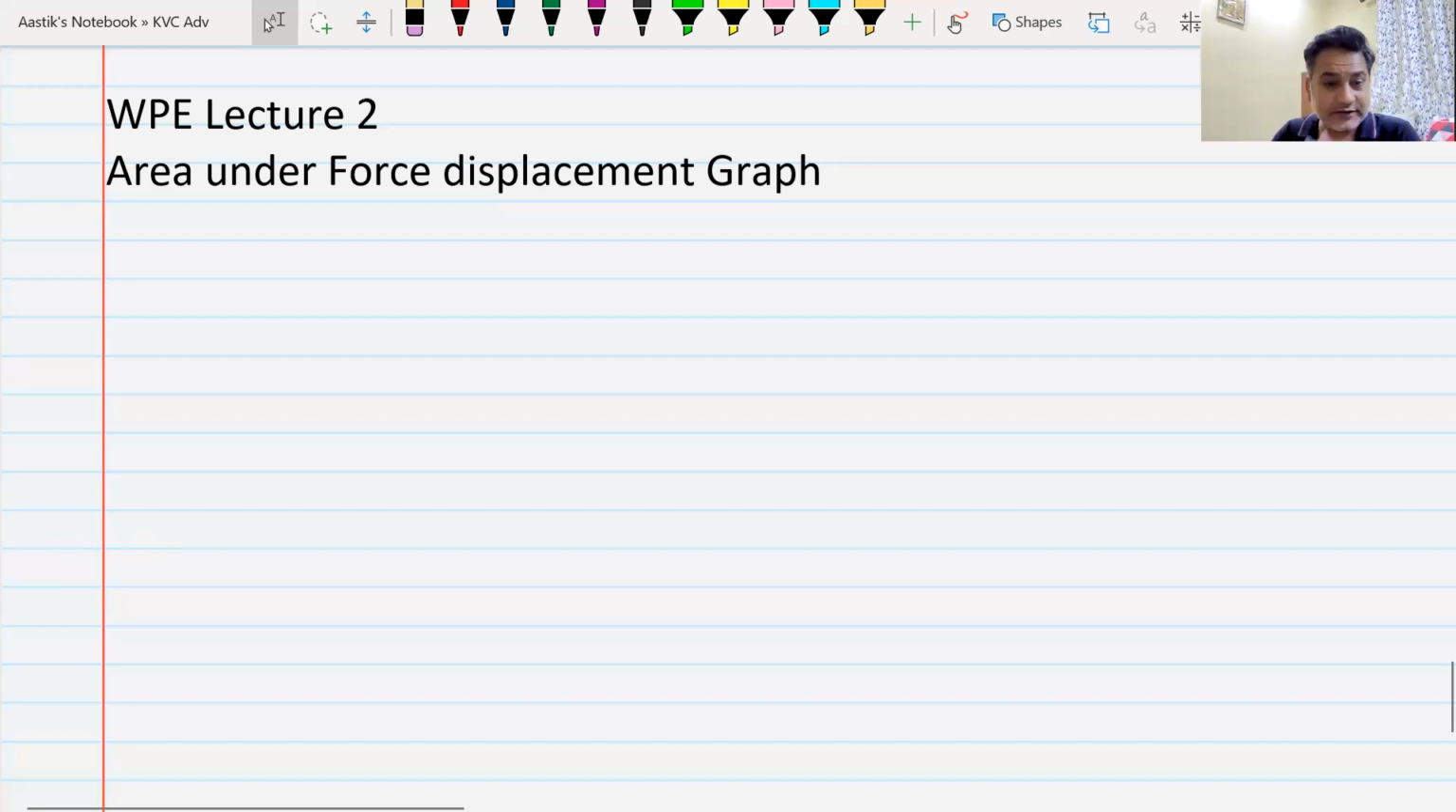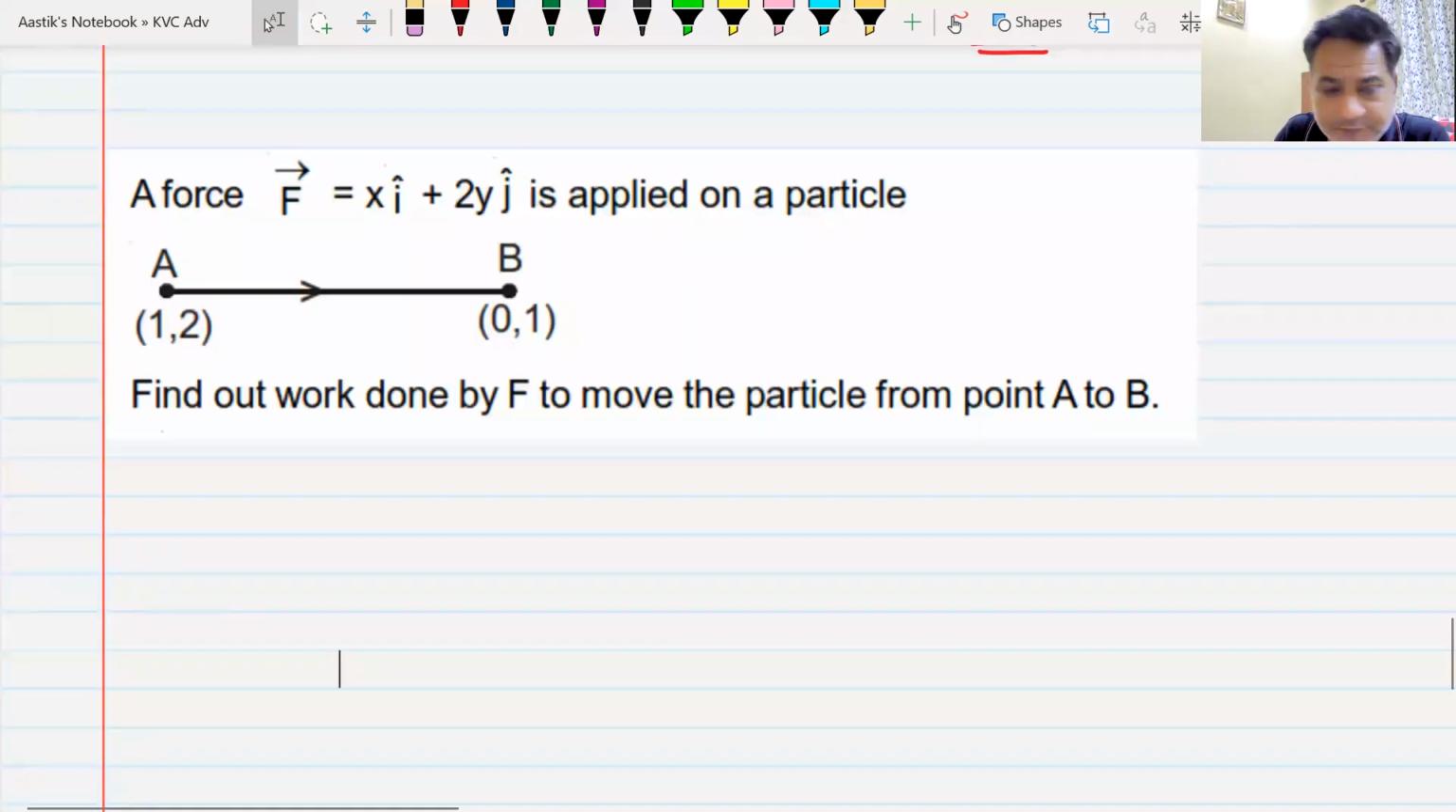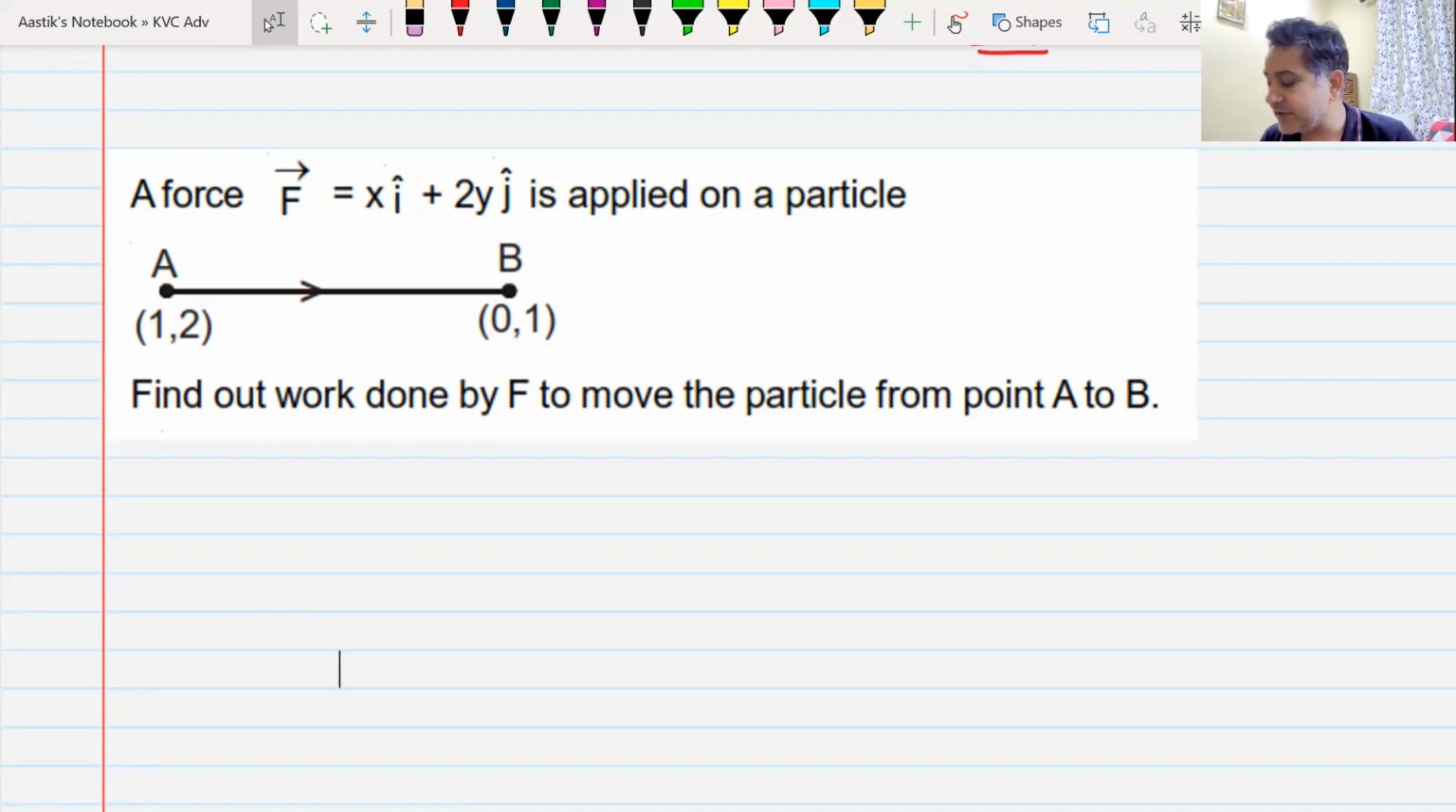Okay, a force, that was the question that I had given you. A force x i plus 2y j is applied on a particle. The particle moved from this point (1, 2) to (0, 1), and you had to find out the work done by this force. And I think you have got the answer also, right? Yes, sir. And what is the answer? Let me check. Minus 7 by 2 joules, sir.